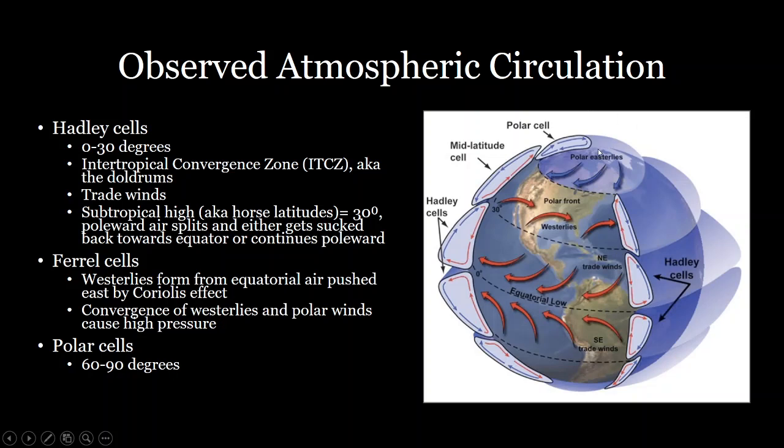And it's formed because the poles are very cold, and so that air sinks as it cools right in here. That sinking causes a high pressure system, and that high pressure forces air to move away from the poles, and that causes the circulation in here.